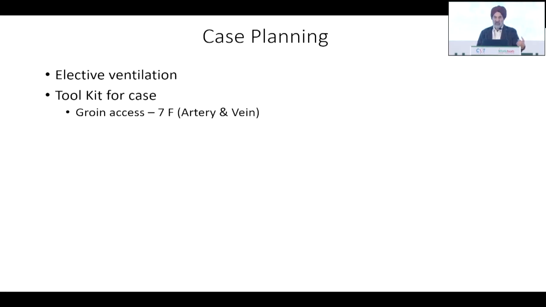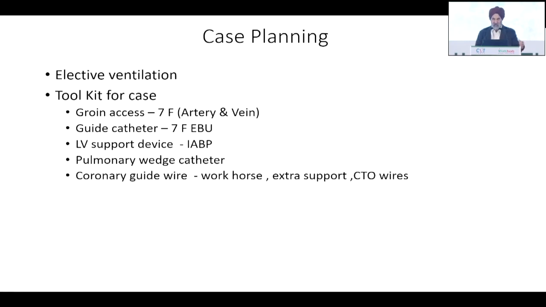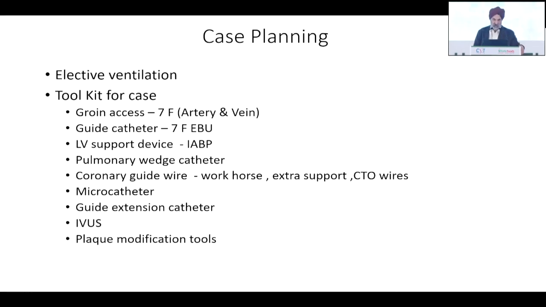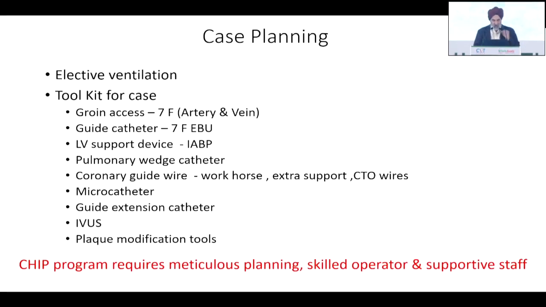And the toolkit was, we needed groin access, both artery and vein, 7 French, EBU guide, because we needed good amount of support because there was a calcium to deal with. We chose IABP for LV support because the patient did not have enough funds to opt for Impella. We wanted to put a pulmonary wedge catheter. We chose a couple of workhorse wires. We also kept the CTO wires standby, a microcatheter for exchange, guide catheter extension, which we thought would be most essential. Imaging modality, we chose IVUS because we thought it would work much better than OCT in this scenario because of LV dysfunction. And we had kept all the plaque modification tools ready with us.